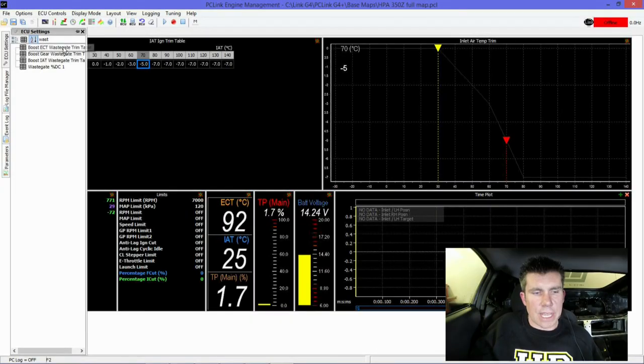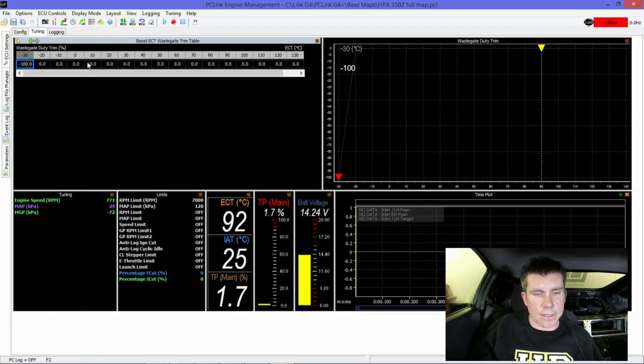Another feature I'll just look at there is that we have some trim tables based on engine coolant temperature, gear, and intake air temperature for our wastegate. So if we're running a turbocharged engine, we can trim the boost out of the engine based on higher engine coolant temperature or higher intake air temperature, again just to give us that safety margin.